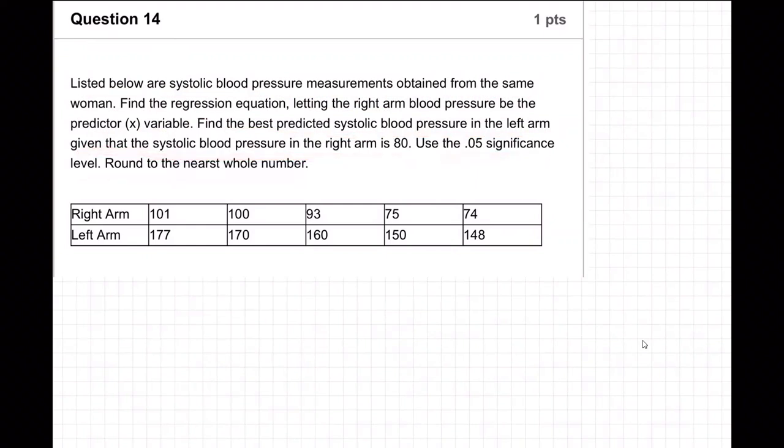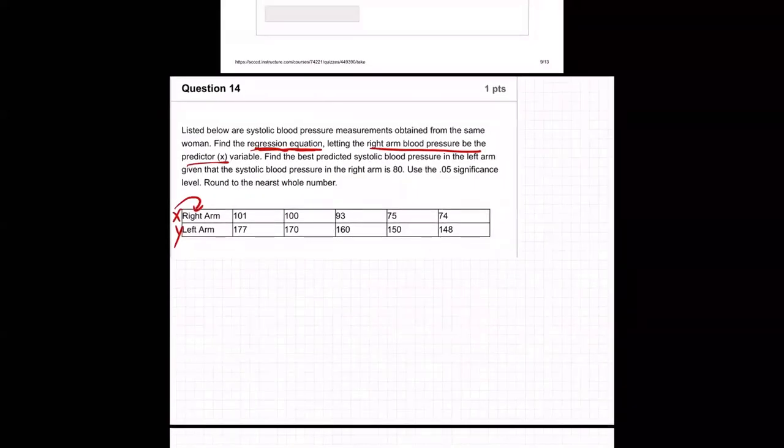Okay, I know it's hard. You read this and you go, oh my goodness, what am I even supposed to do here? Here's the key: regression equation. Find the regression equation, right? So in other words, this is X, and it says it right here: right arm blood pressure is X. So, X is right arm blood pressure.